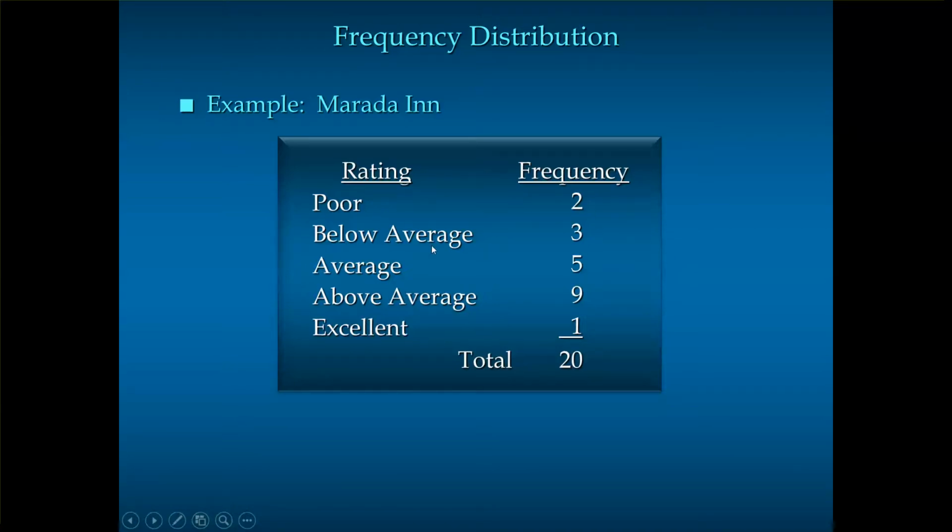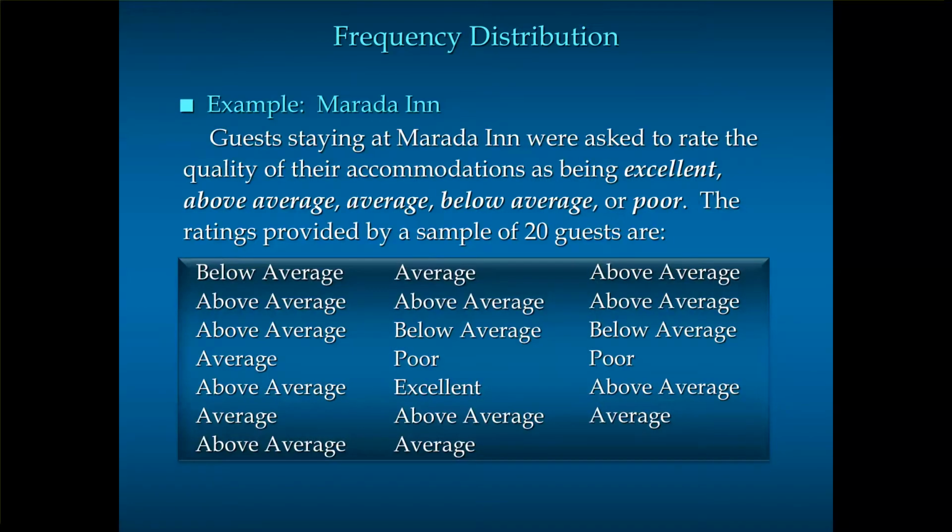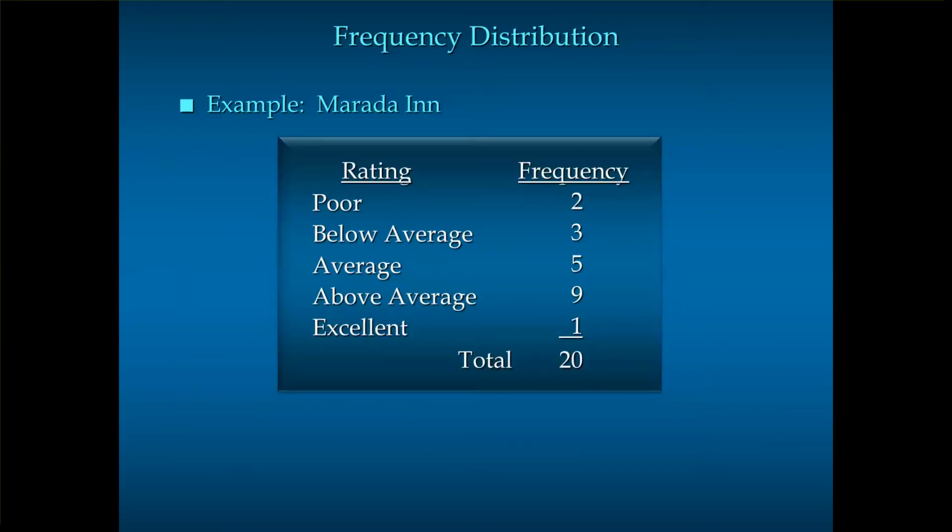But if you look at the original data, you will get lost, because they are just some random levels, and you don't have any idea about the employees' performance or the consumers' review of this inn. But if you look at the frequency distribution, you can very easily identify that most customers feel the Miranda Inn is above average. So in the next video, we will use an Excel file to illustrate how to create a frequency distribution.